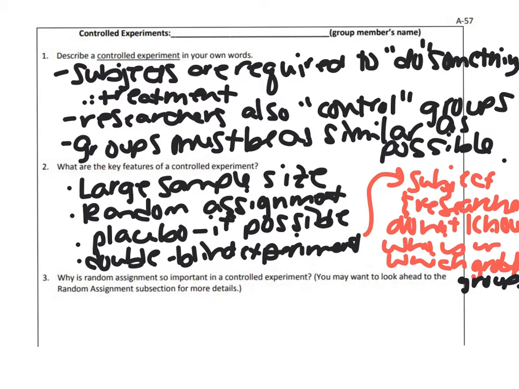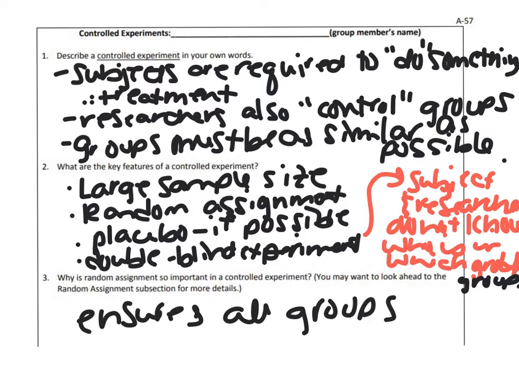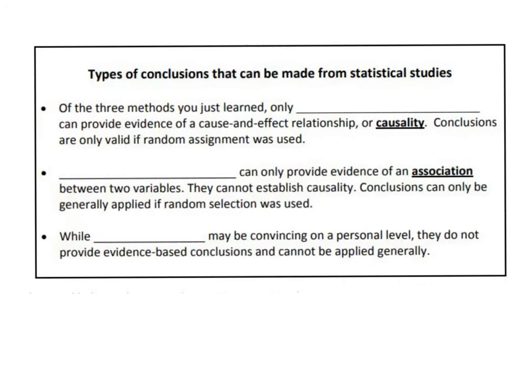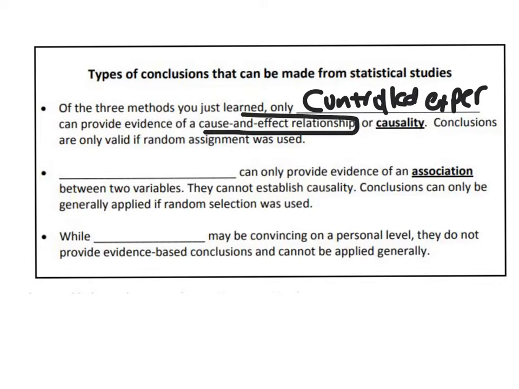And then the last question says, why is random assignment important in a controlled experiment? It basically ensures all groups are similar. Okay, so for summary, it says of the three methods you just learned, only a controlled experiment can provide cause and effect. That's the main thing. So if I ask you for a conclusion, only controlled experiments. Sorry, I have no more room for the word experiment. So a controlled experiment is the only one that can do cause and effect. Then the only one that can do association is an observational study.